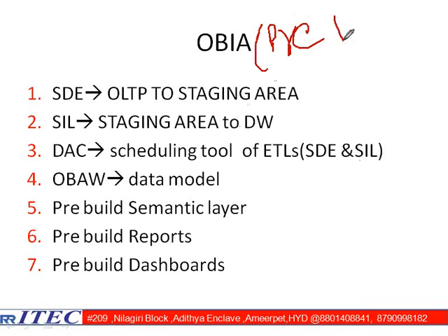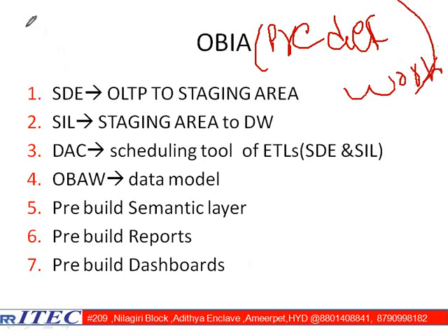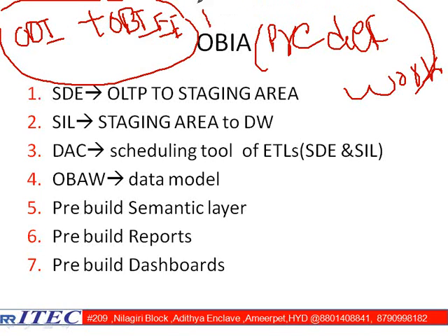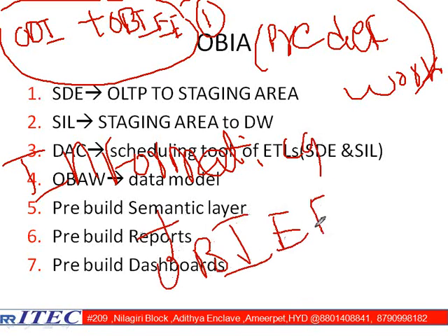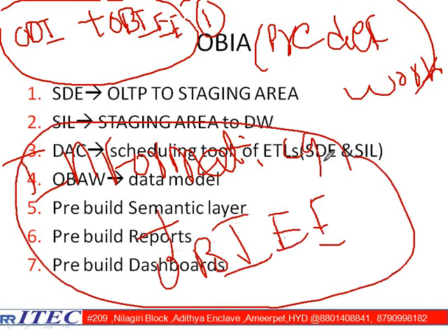This predefined work is available in two flavors. Number one flavor is you can use ETL as ODI and reporting as OBIEE. This is one flavor. And we have one more flavor, where you can use ETL as Informatica and reporting as OBIEE. This is the other flavor. These are the two flavors available.